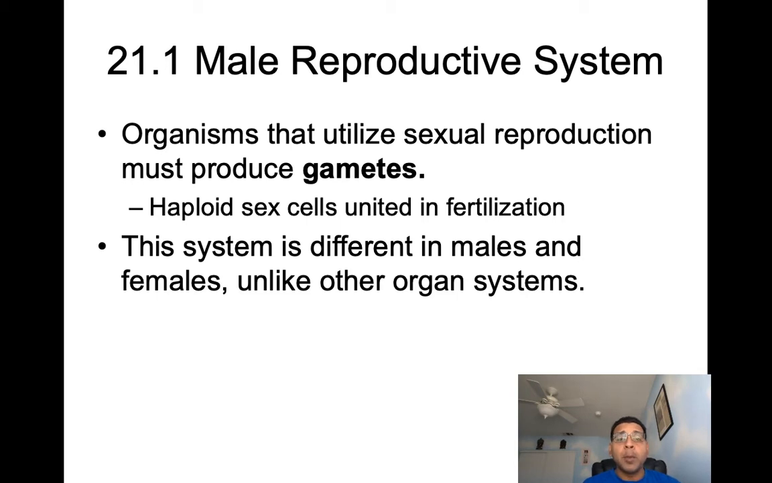Now, when we talk about the reproductive system in general, I would like you to know organisms that carry out sexual reproduction must produce gametes. Gametes are going to be haploid sex cells that we've talked about before when we talked about cell division and so forth.